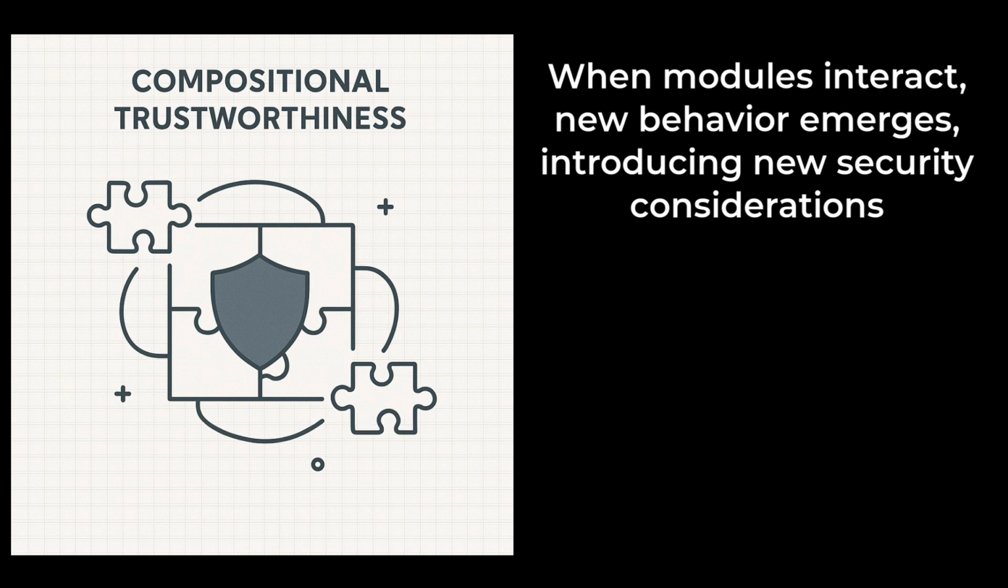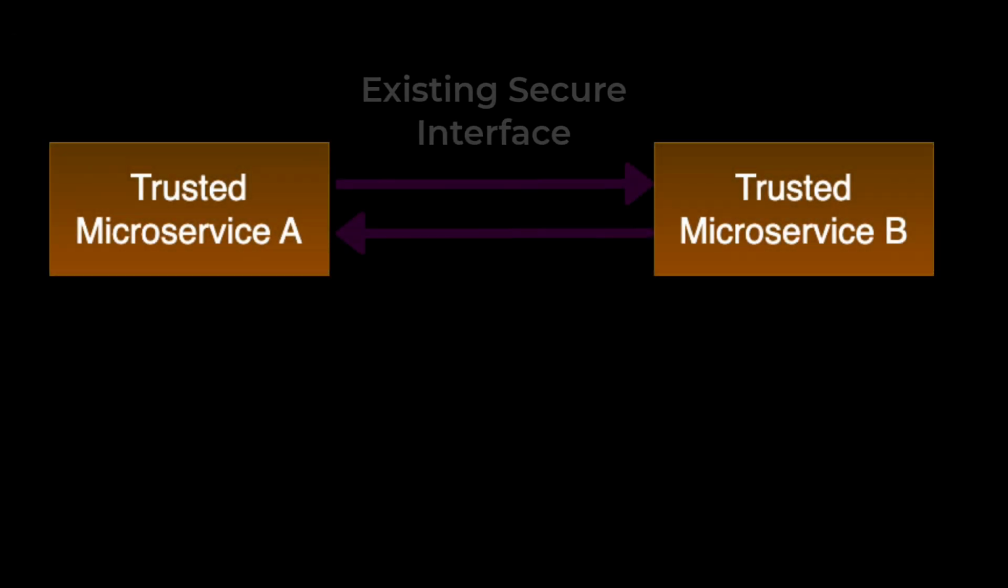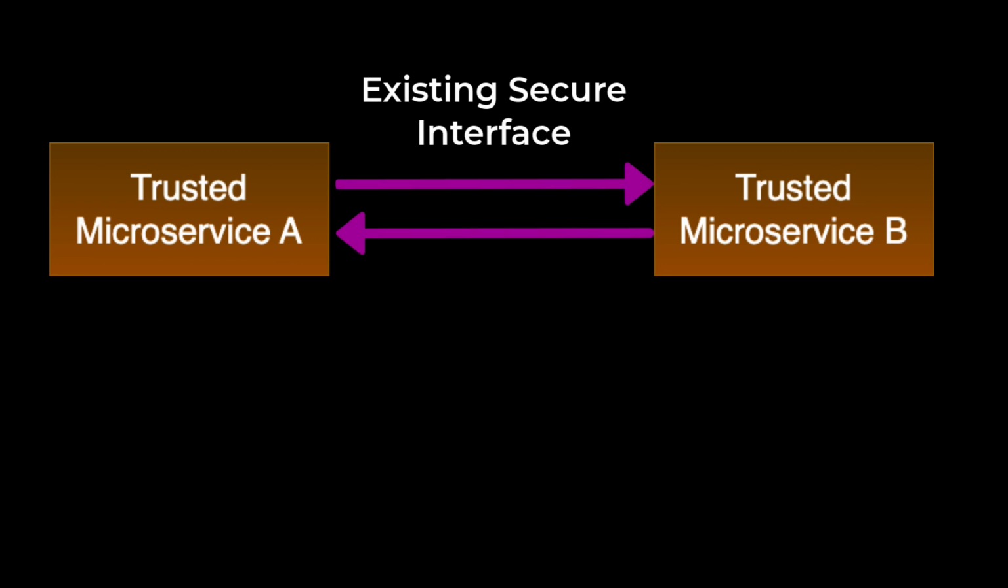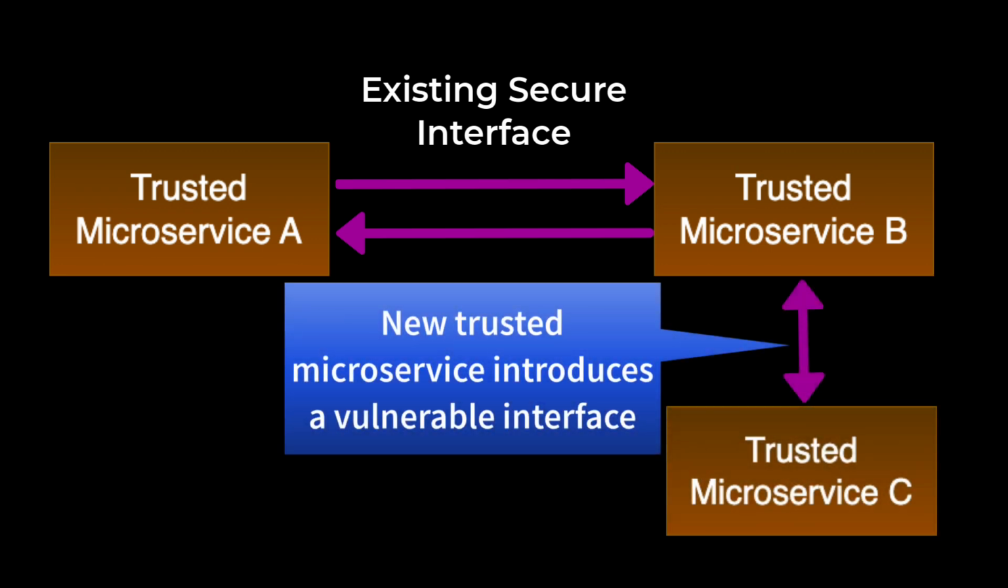Compositional trustworthiness deals with the emergent properties of composition. We cannot assume a system is trustworthy just because all its parts are individually trustworthy. When modules interact, new behavior emerges and new security issues often follow. Think of multiple secure microservices that, when integrated, could expose an unforeseen vulnerability at their interface. Compositional trustworthiness entails evaluating and justifying trust at each aggregation level.